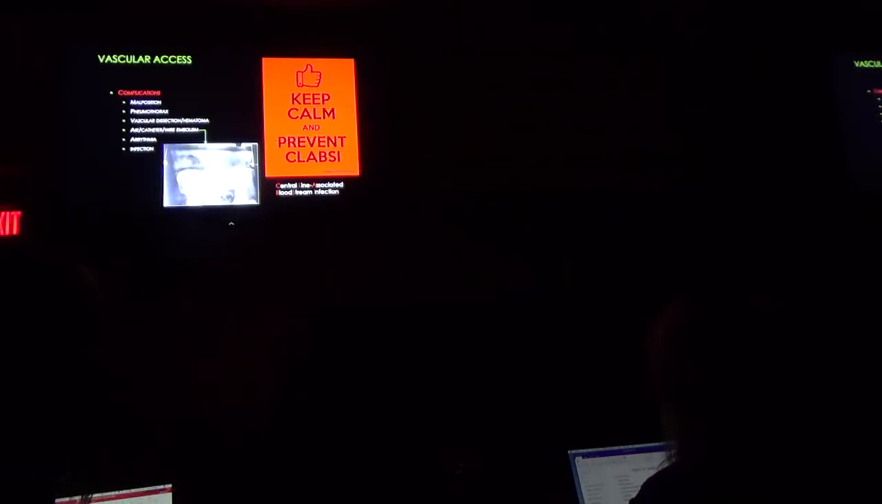Keep calm and prevent CLABSI. CLABSI is obviously an acronym for central line infections, bloodstream infections. So if anybody ever uses that term, you'll know what that is. So these are the complications. I think I've already covered most of them as far as putting central lines in. We've gone through enough pictures to scare you about malposition. So now I've proven at home that whatever tube or line you put in, you better darn well get an X-ray and confirm that it's a good placement.